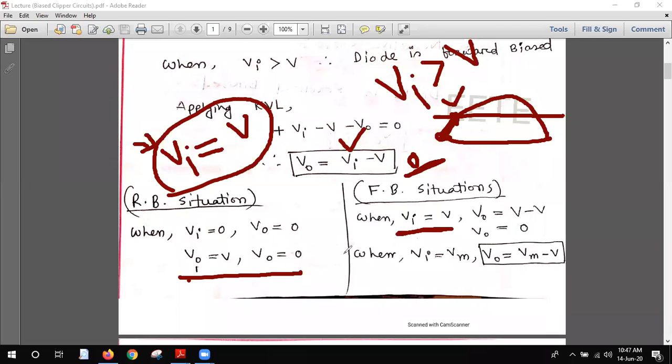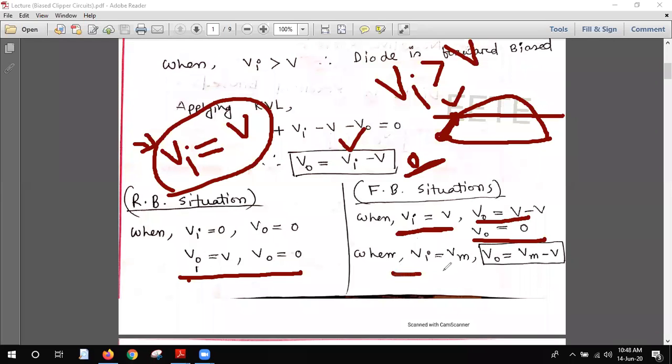So we have to start from the zero border. We always check what the value will be. When vi equals V, the output will also be zero. That is the point where the zero happens. When the value becomes a little bit bigger than V, then the forward bias happens.